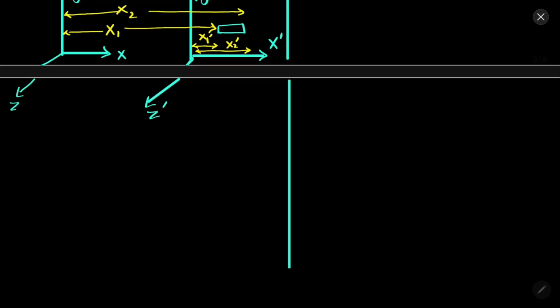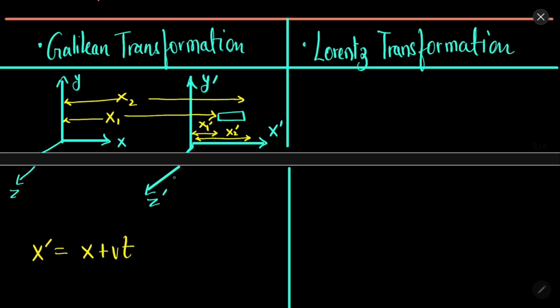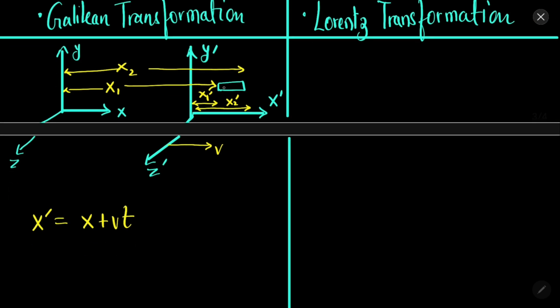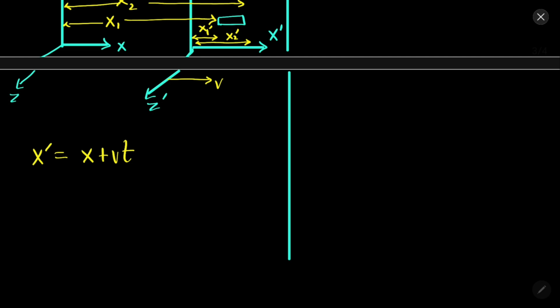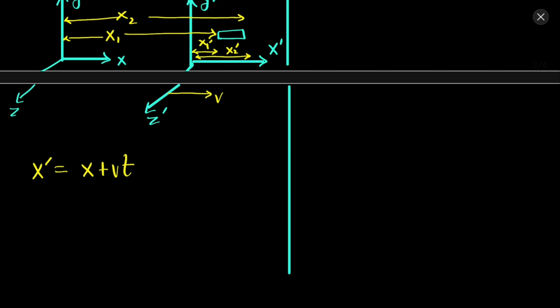Now let's try to write the Galilean transformation equations. First we need to understand the position. So x dash will be equal to x plus vt, where v is the velocity of the frame of reference. This frame of reference is moving with velocity v. So x dash will be equal to the position x plus the velocity into time of the frame of reference, and if it is moving in a different direction, then it will be minus.